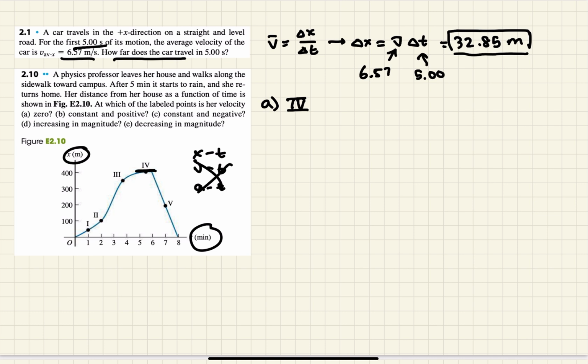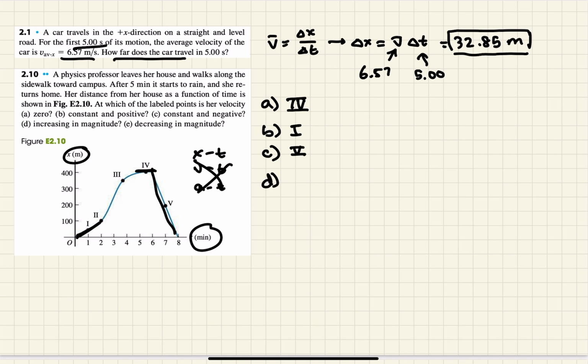When the velocity is constant and positive. Well, from calculus, we know that if the derivative is constant and positive, that means that the actual graph itself is going to be linear and increasing. And what is that? Well, that looks like point 1 right here. That's about a linear section of the graph, and it's increasing. So point 1 is going to fit criteria B. For C, it's constant and negative, and so the graph is going to be linear and decreasing. Looks like point 5 over here. That is linear, and that is decreasing.